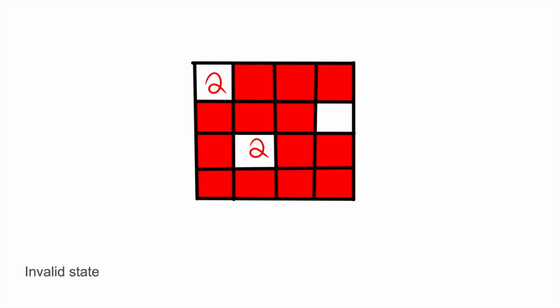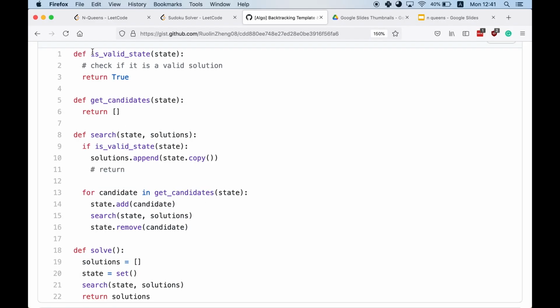Now let's look at how these procedures are defined in our template. There are 4 functions in our template. The first 3, is valid state, get candidates, and search, are helper functions. The last and most important one, solve, is the entry point to our program. The solve function is indeed the one that a LeetCode problem is asking you to write. It is responsible for returning the valid solutions. Let's look at the helper functions one by one.